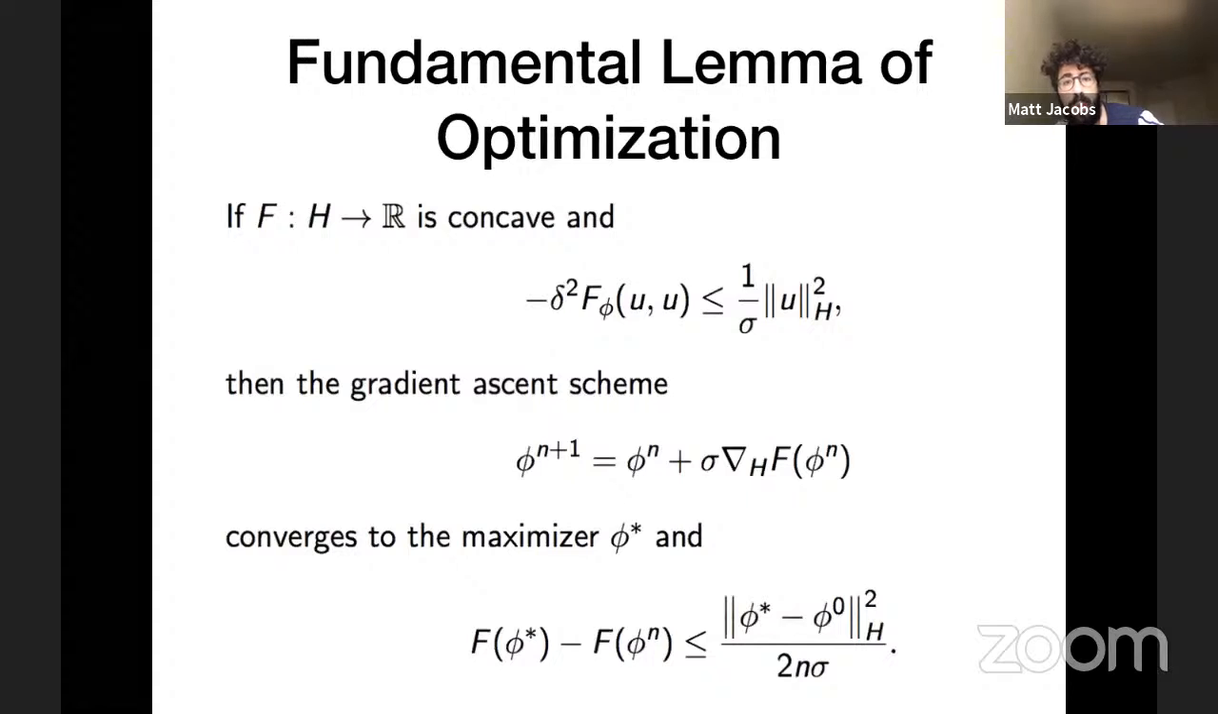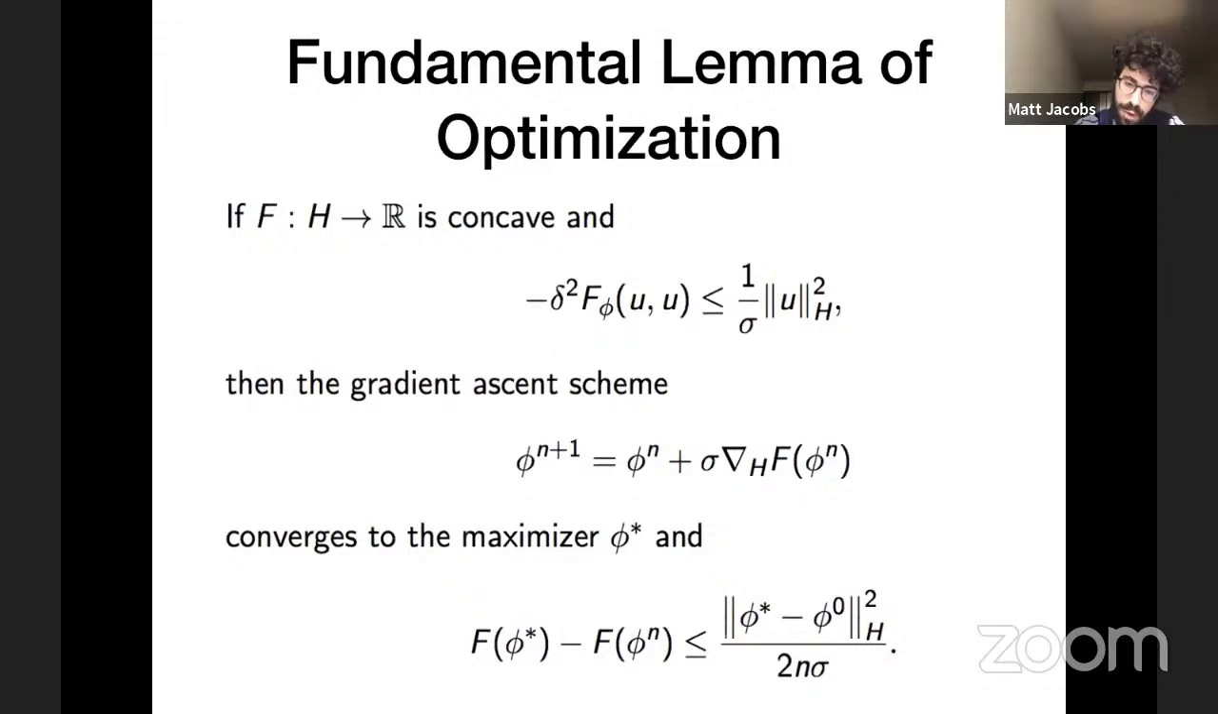And now let me just say, where is this inverse Laplacian operator coming from? And this is related to something that I like to call the fundamental lemma of optimization, but I don't think that this is the standard name for this result. But if you have some concave function and you know how to bound its Hessian in some Hilbert space H, then you can guarantee that these gradient ascent steps are going to converge to the maximizer. And you get this explicit convergence rate.